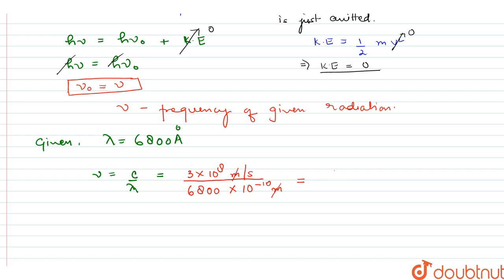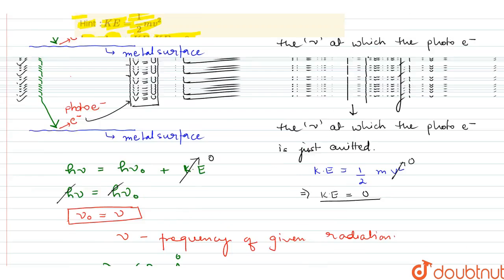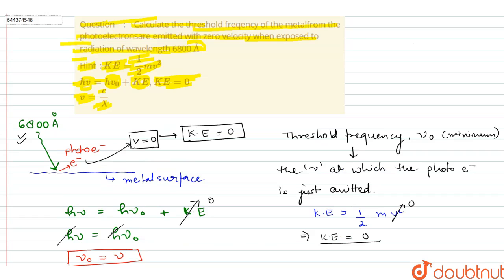So this meter and meter will cancel out and second inverse will be the unit of frequency. So your answer will come equal to 4.41 into 10 to the power 14 second inverse, which is also known as hertz. The unit of frequency is hertz. So this is your final answer. That is, this is nu, which is also equal to nu naught. So we have to calculate the threshold frequency in the question. So your answer, that is nu naught, the threshold frequency, is equal to 4.41 into 10 to the power 14 hertz. That is your final answer.